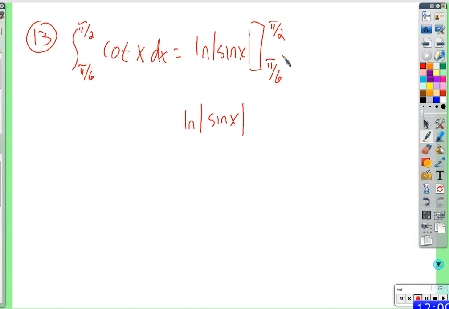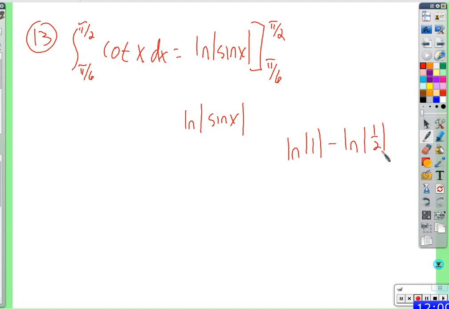Here's the antiderivative. So this is going to be the natural log of the absolute value of sine of x from pi over 6 to pi over 2. And we don't have our calculator, so this natural log stuff must be some fairly easy values. Or they have it in terms of natural log, so we don't have to worry about it. What's the sine of pi over 2? 1. Okay, the natural log of 1 minus the natural log of, what's the sine of pi over 6? It's a half.